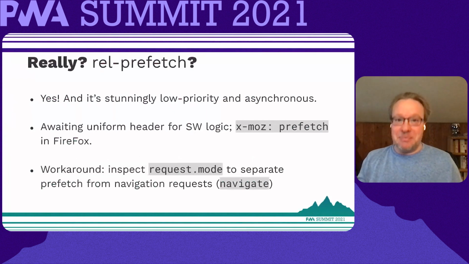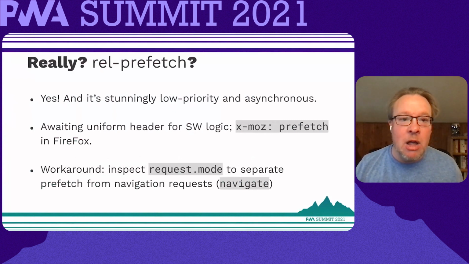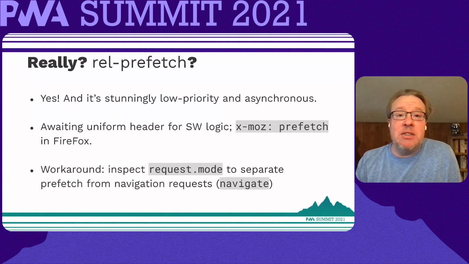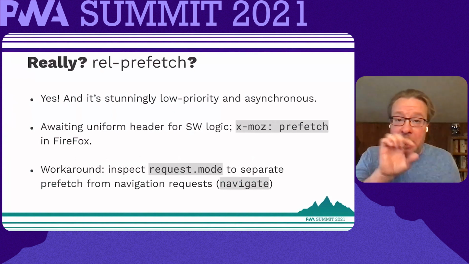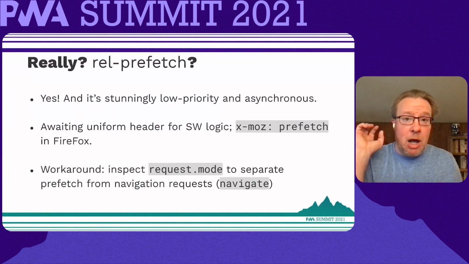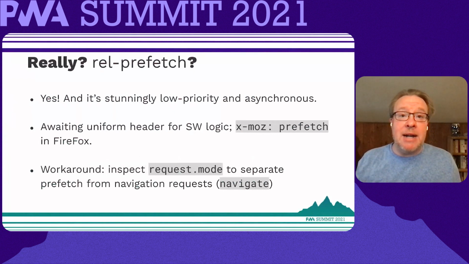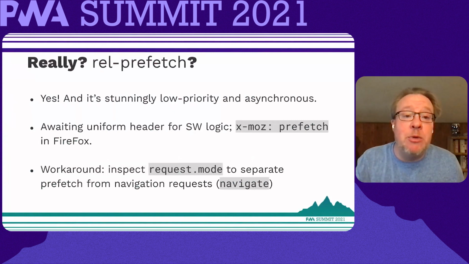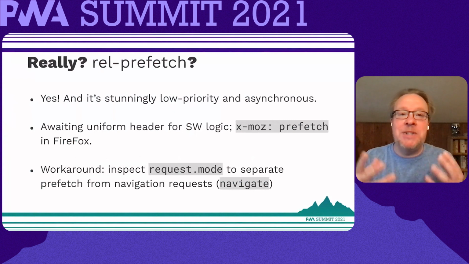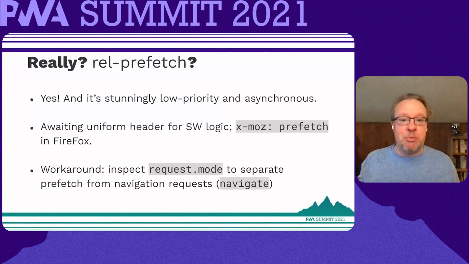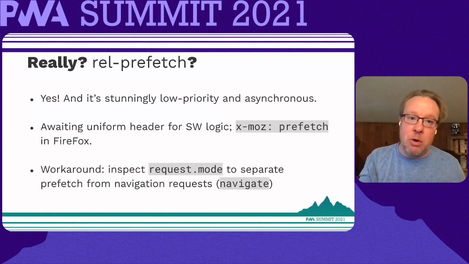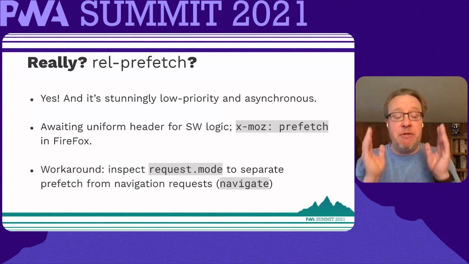But let me back up a second here, because some of you are probably saying, really? Rel prefetch? This is an old attribute that goes back to at least HTML 4.01, if not earlier. What this does is allow you to specify in your HTML some kind of resource that you're anticipating will be used next. There's preload, there's next, there's previous, all these different ones that we can use. We like rel prefetch because it's the most predictable, but it's also extremely low priority.